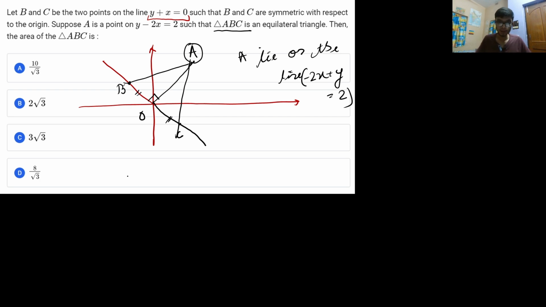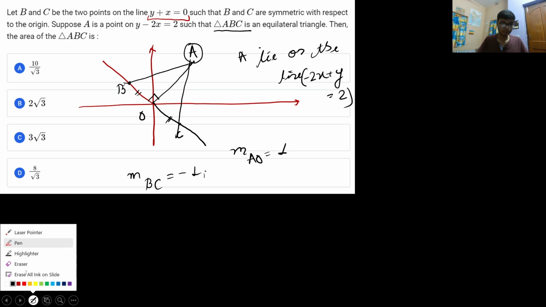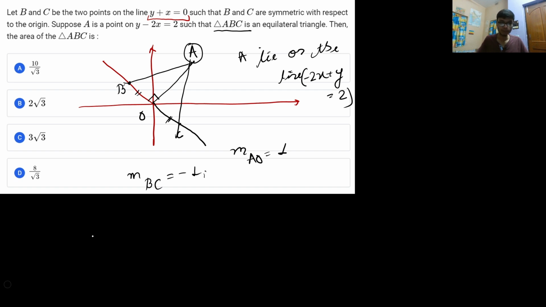The slope of line BC is equal to minus 1. So the line perpendicular to BC, that is AO, will have slope 1.